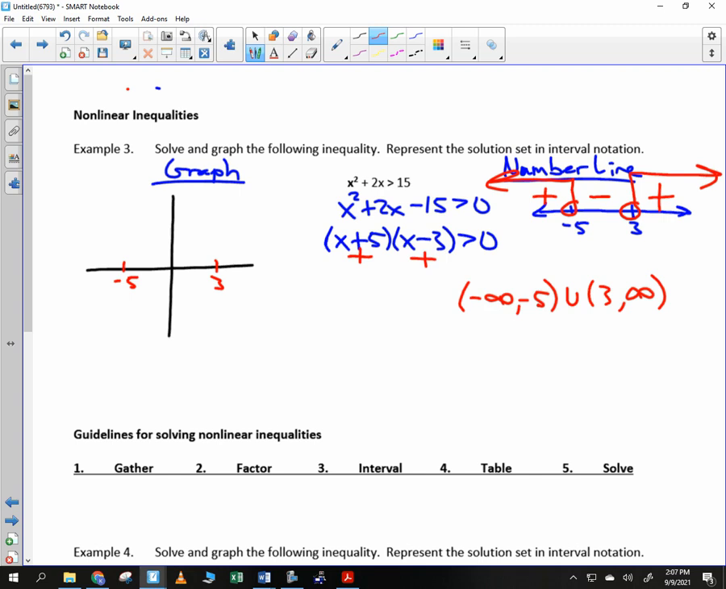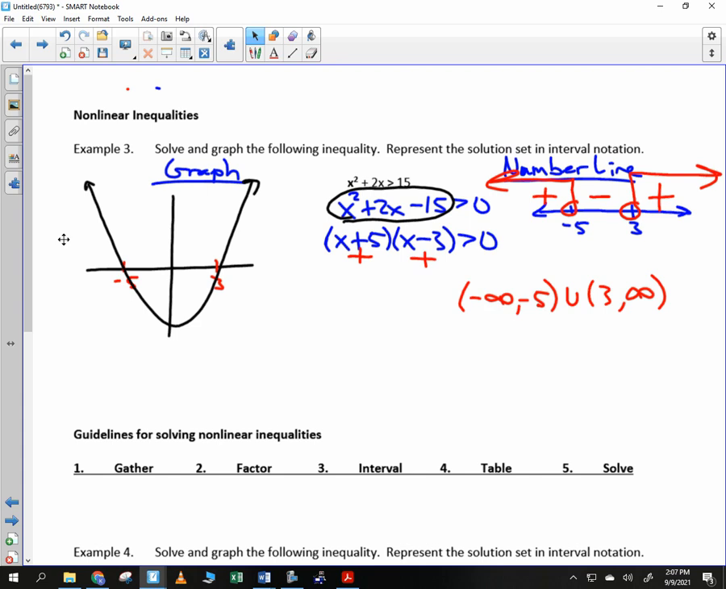I plot negative 5 and 3. And all I do is I look at this guy right here. What shape does that make? A parabola. A parabola is right side up or upside down. Which one? Right side up, because it's a positive x squared, right? So I'm going to draw my parabola. It's going to go through that negative 5 and that positive 3. If you look at the parabola, what do you think it means for a parabola to be greater than 0?